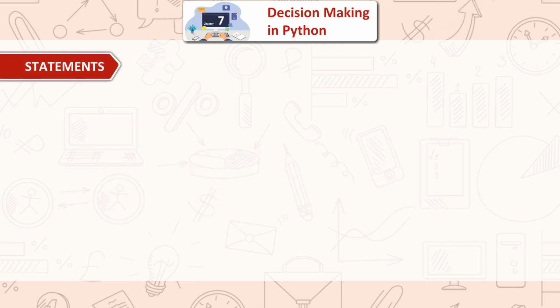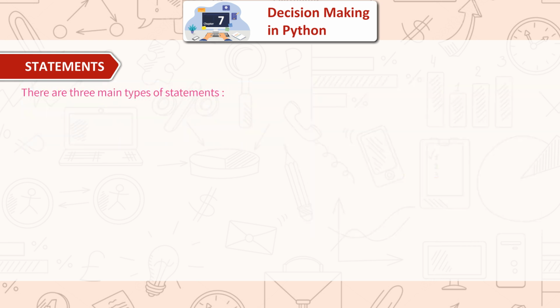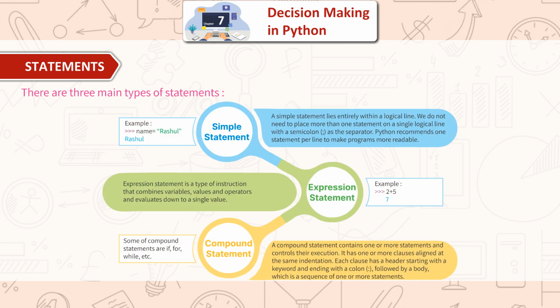Statements. Statement is the executable part of any program. It is an instruction that the Python interpreter executes to produce output. There are three main types of statements. Simple statement. A simple statement lies entirely within a logical line. We do not need to place more than one statement on a single logical line with a semicolon as the separator. Python recommends one statement per line to make programs more readable.